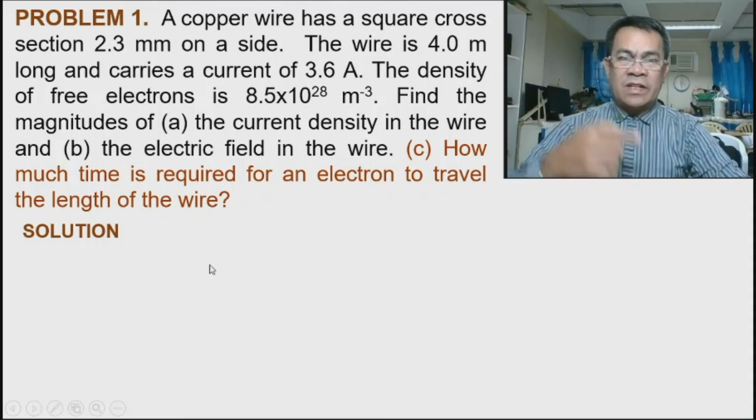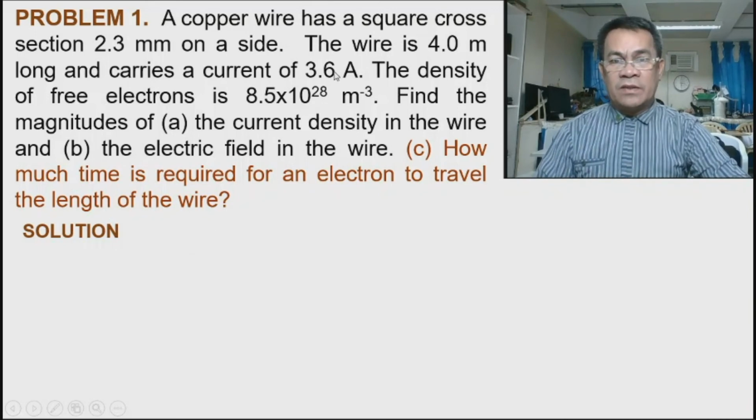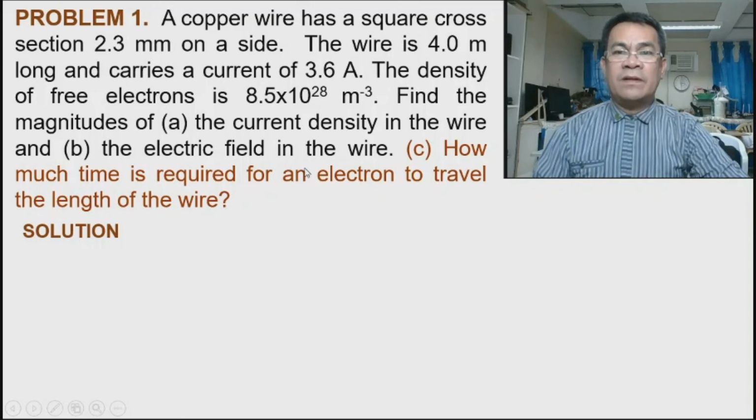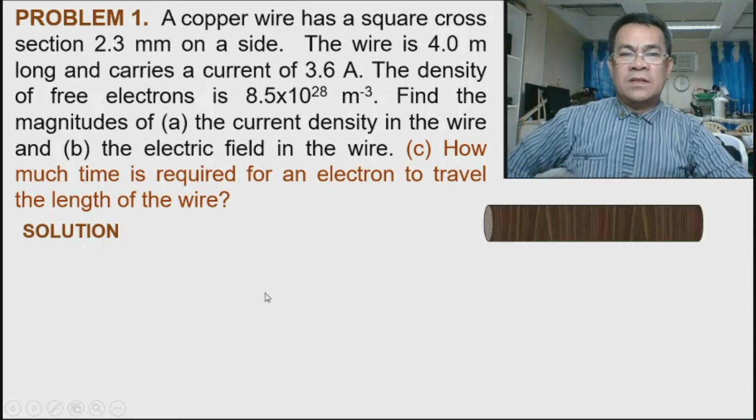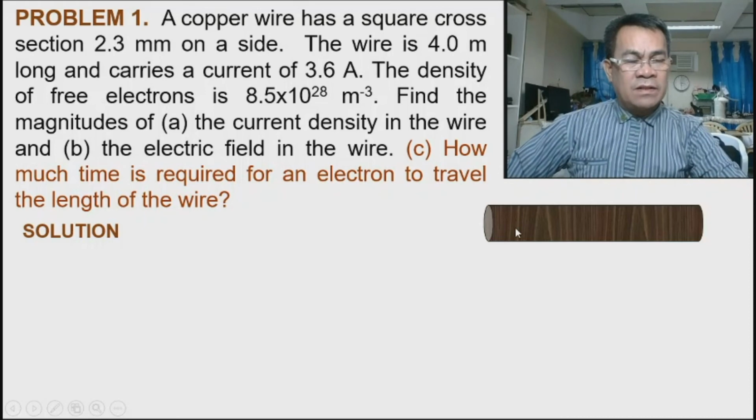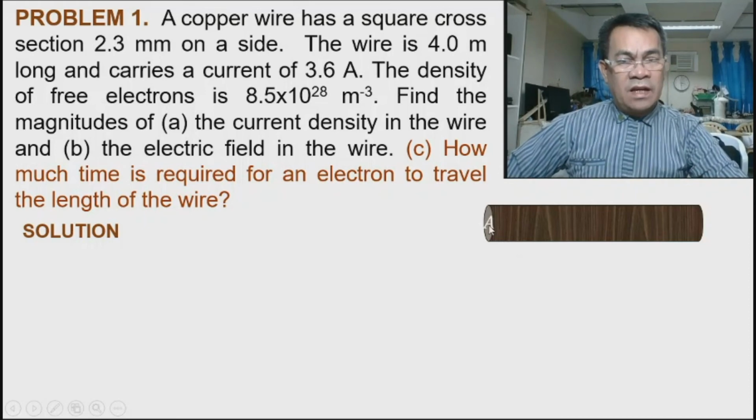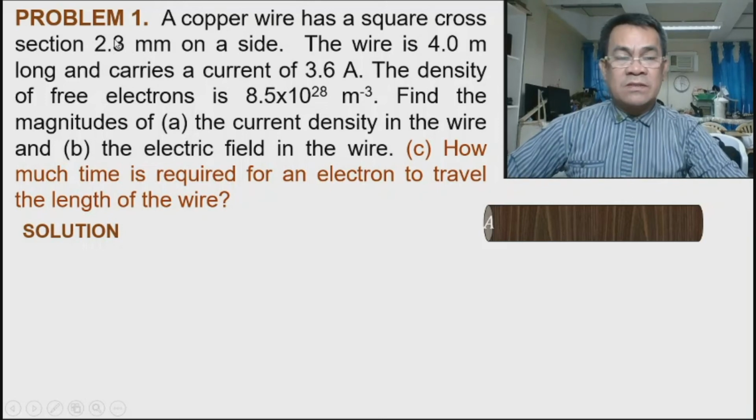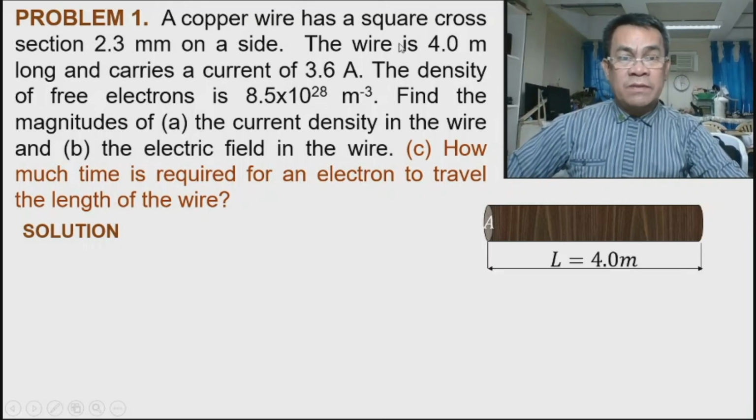How fast does the electron travel on the 4 meter wire considering this current of 3.6 ampere? Okay, so imagine this is the wire and the area is 2.3 times the square of this. Okay, this area, and the length is 4 meters. Take note the electrons are traveling on the conductor.